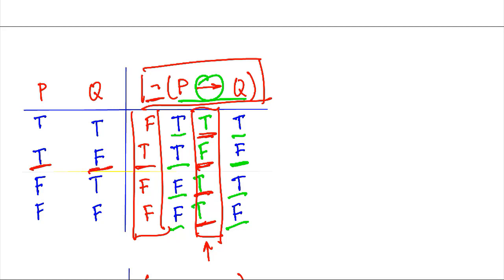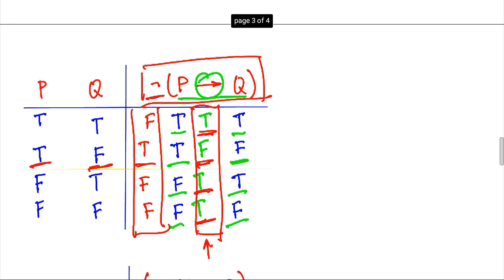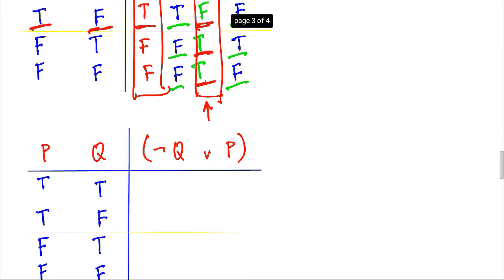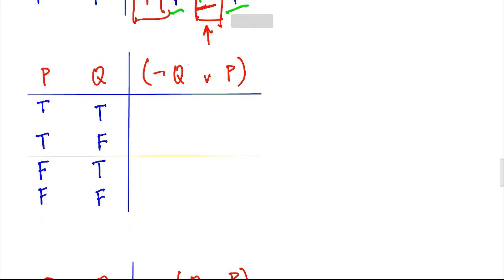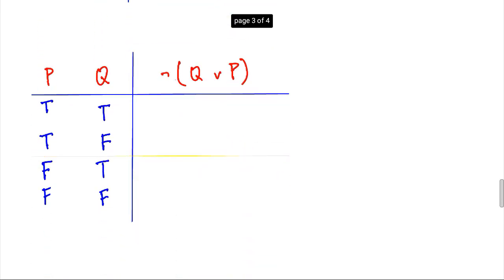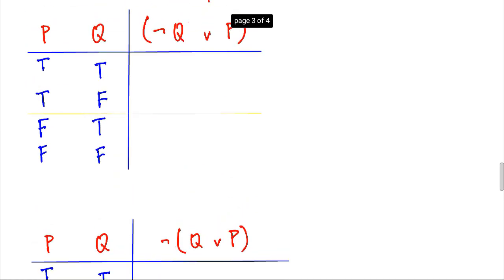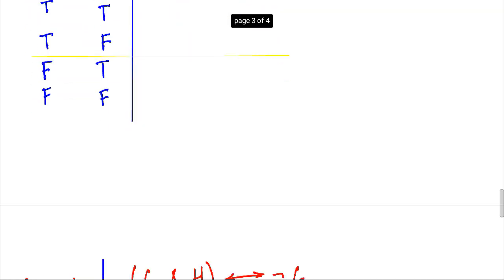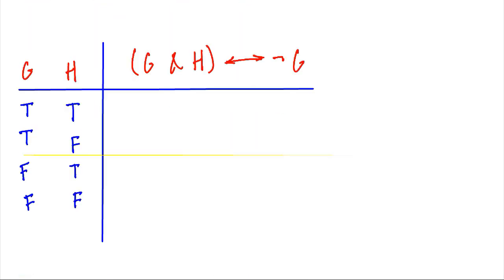Okay, I'll stop the video here, although before I finish, in the next video, I'll do the truth table for this sentence, not Q or P. This one, it's not the case that, in parentheses, Q or P. These two are different, of course. And then one last one, G and H, if and only if, not G. Okay, so I'll do those three in the next video, and then in the video after that, I'll do some truth tables in Carnap.